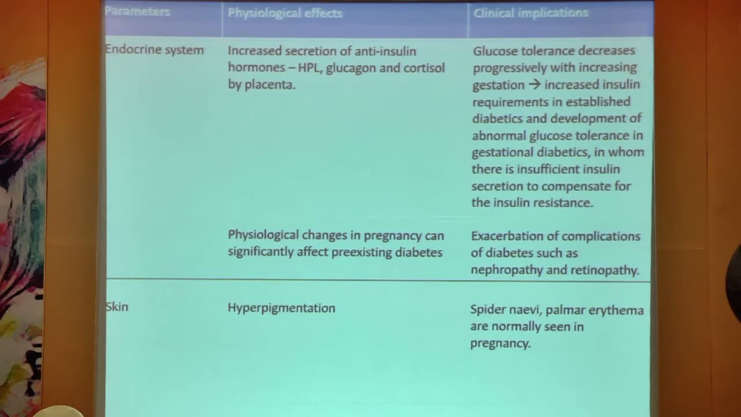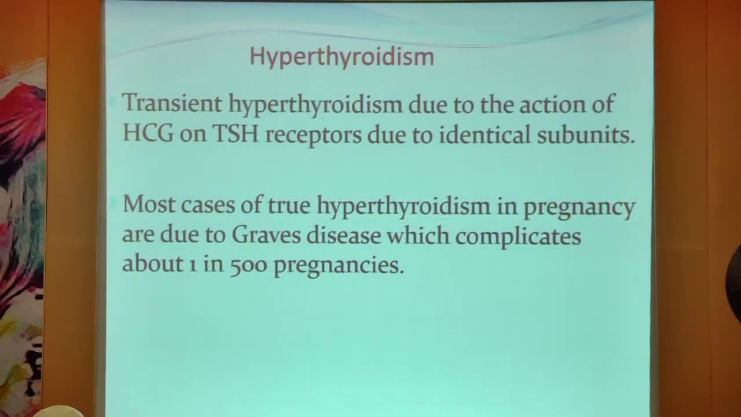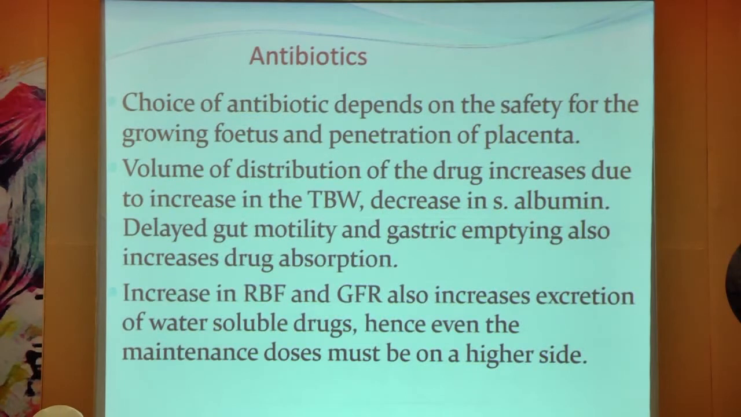Skin: hyperpigmentation, spider nevi, and palmar erythema are normally seen in pregnancy. Thyroid: there is transient hyperthyroidism due to action of HCG on the TSH receptor due to identical subunits, and there is also increase in the thyroxine binding globulin. So TSH should not be relied upon in the first trimester. Free T3 and free T4 levels should be considered. Most cases of true hyperthyroidism in pregnancy are due to Graves' disease, which complicates about 1 in 500 pregnancies.